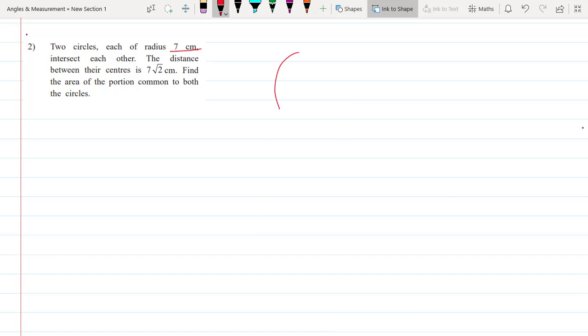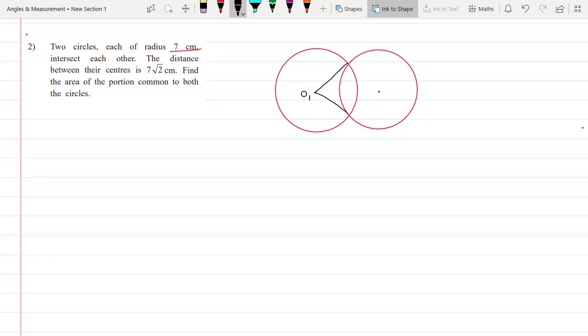Suppose this is circle number 1, and this is circle number 2, and assume both are the same size. Let's draw the centers. What is this length? Radius, exactly, very good. So let's consider this as O1, the center of the first circle. This is the center of the second circle, O2. This is 7 cm and this is also 7 cm because it is the radius of the same circle.